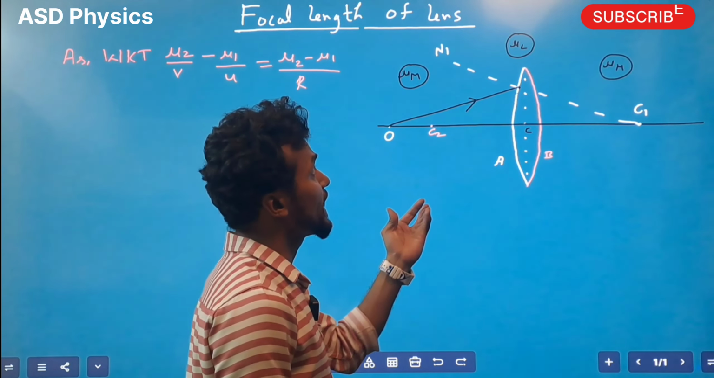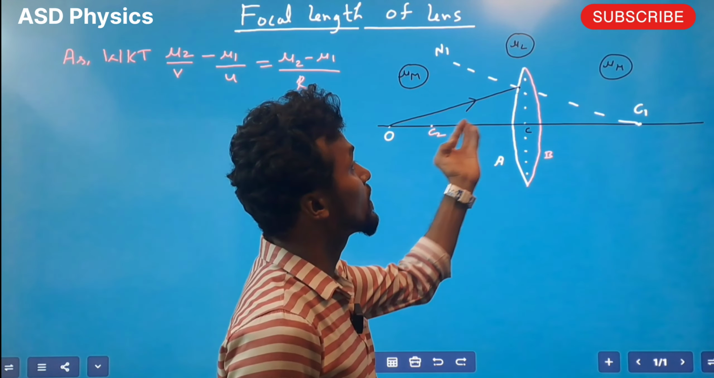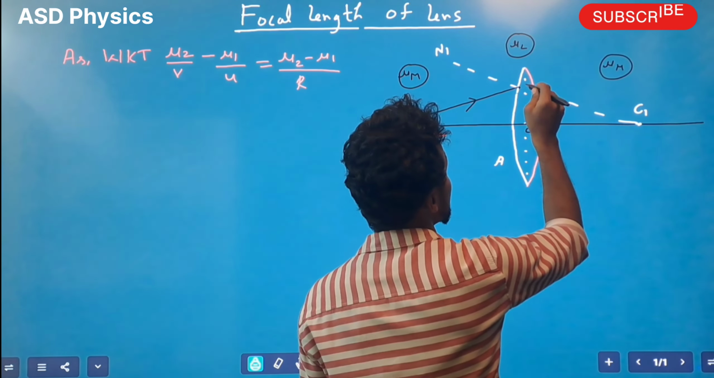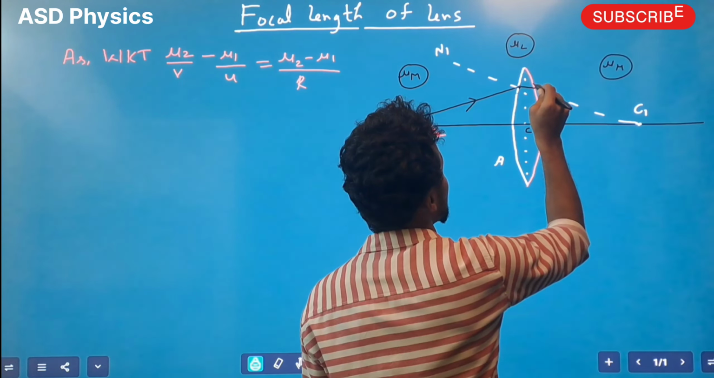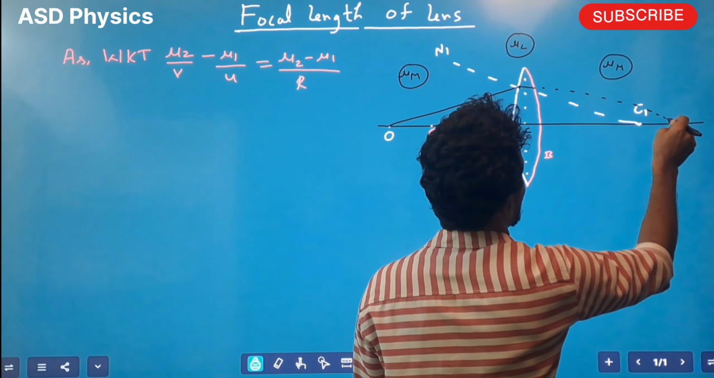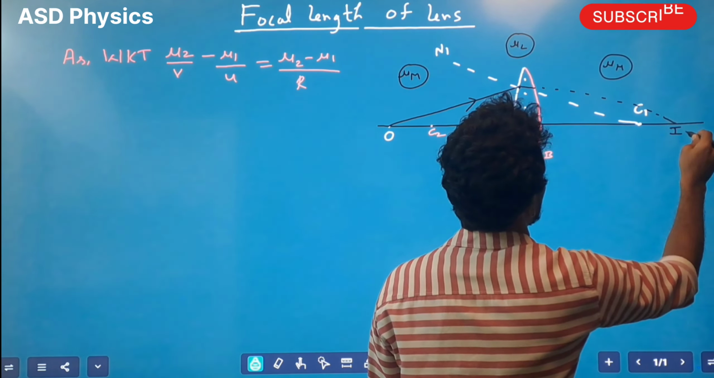Now what will happen here, as the ray is traveling from where to where? From rarer to denser medium. Then it will bend towards the normal. So here it will bend towards the normal. Let me draw it like this. Now like this it will go, and its image will form here, I1.